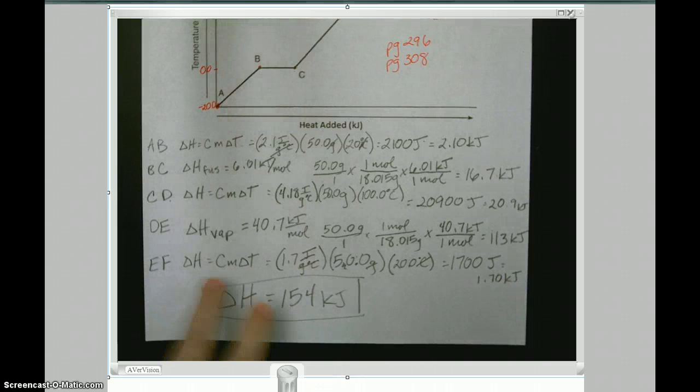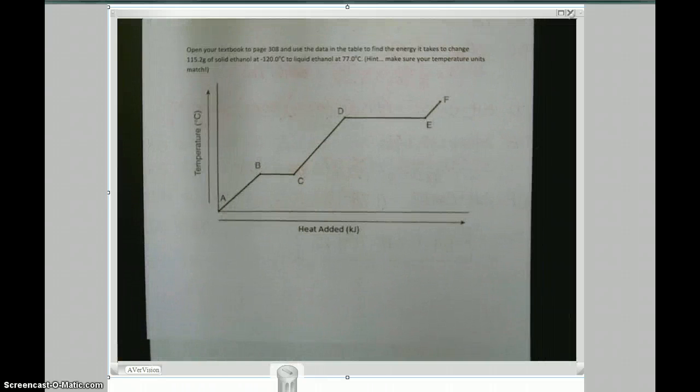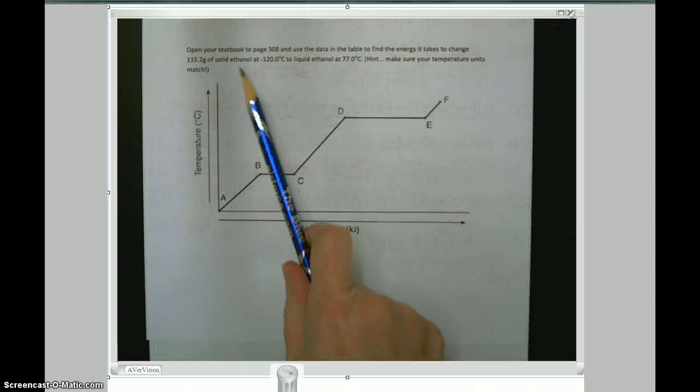So now you're going to do the same thing on the back. Here's the difference. You're going to be using ethanol. In your book on page 308, it gives you the melting and boiling points, and you're given all of the information you need in the problem. So you need to follow the same steps that I did on the front, but with ethanol and all of the numbers and the constants that go with ethanol. So make sure you pay attention to page 308 and page 296 and work on the calculations on the back.